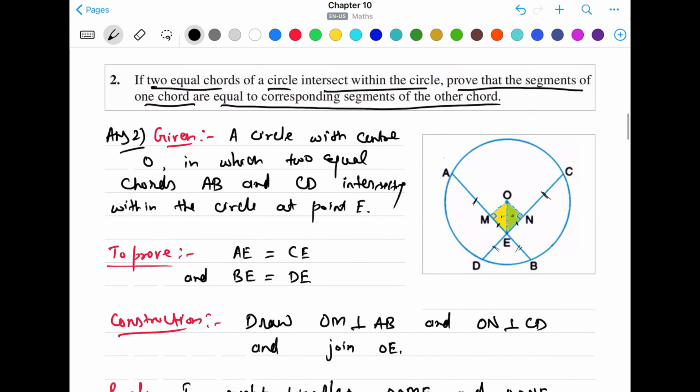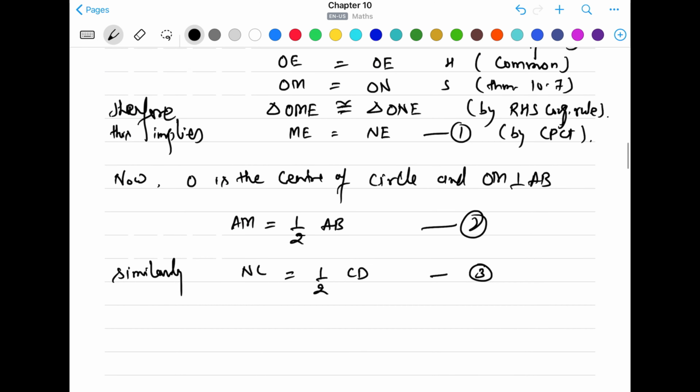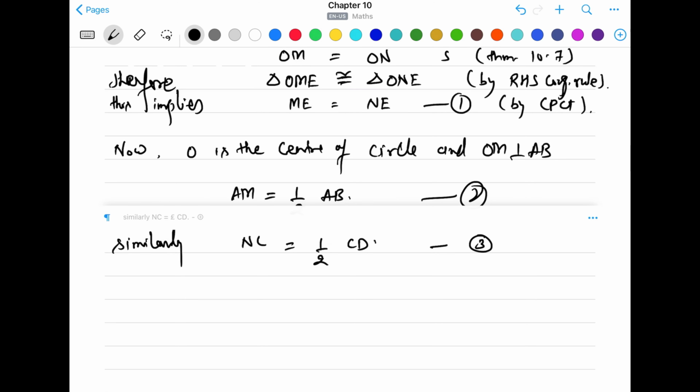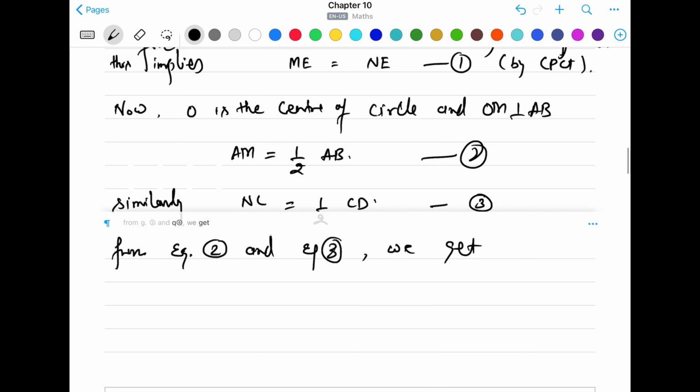And we are given in the question that the two chords are equal. Okay, we have two equal chords, so that means this AB and CD are equal. This implies that from equation 2 and equation 3 we get that AM is equal to NC.